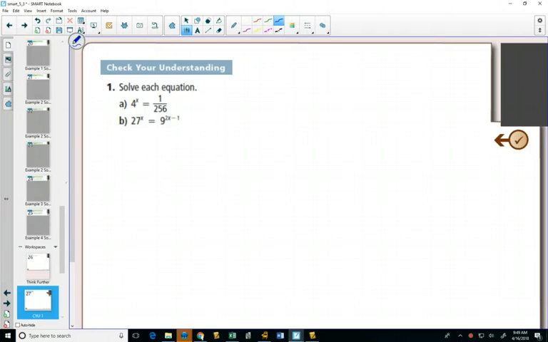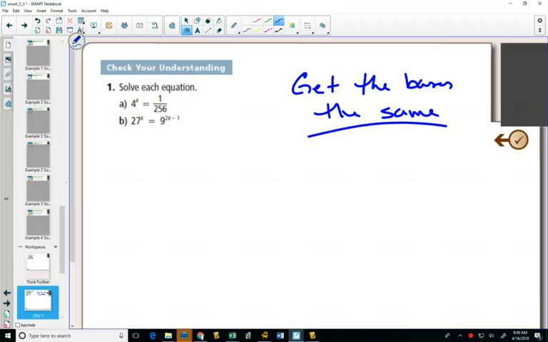So what we're going to do for solving these equations is use an idea of trying to get the bases the same. And so our powers chart that we wrote, what we're going to do is look in a question like in A, we have 4 to the x equals 1 over 256. Do those numbers happen in the same column of our powers chart?